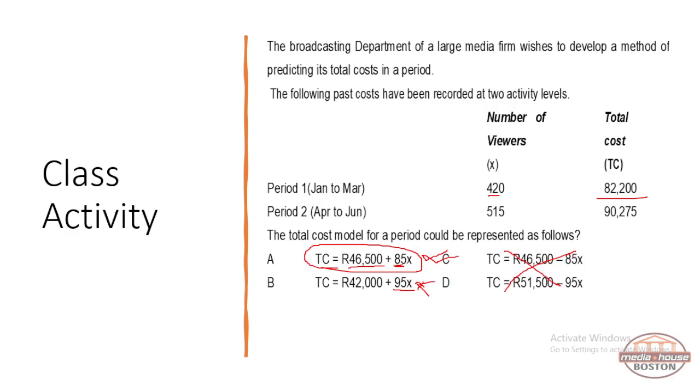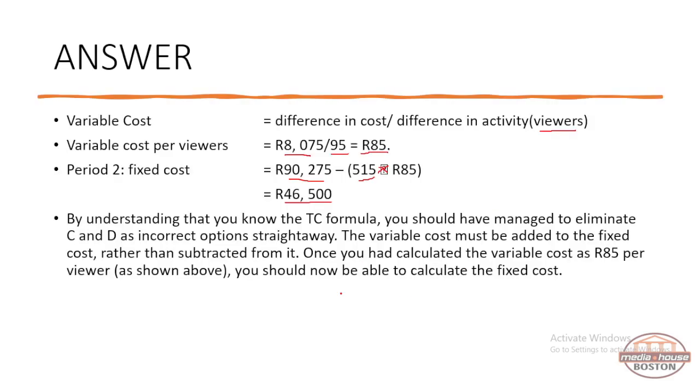I said we already eliminated the first two because of the negatives. They are subtracting the variable cost, which is not what the formula says, and then we start to look at A and B. Either one of the two is correct, and we identified that A was correct. So this is incorrect. Did I manage to help you, Tumi?